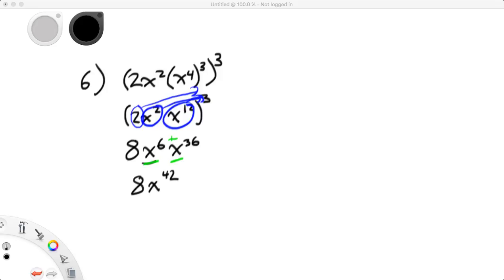Now, the x to the 6th is multiplying by the x to the 36th. So I'm not raising a power to a power anymore. What I'm doing now is multiplying x to the 6th times x to the 36th. So now I add. This is going to be 6 plus 36, right? So I'm going to end up with 8 times x to the 42nd power. And those are the two that I'm doing from today's power up.